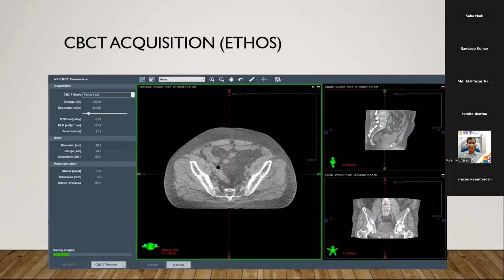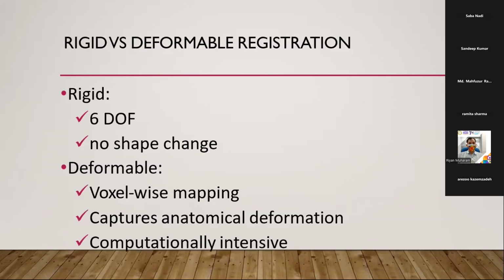So this is a CBCT picture acquired from the Ethos LINAC. Here we can see how the CBCT images are taken. Once the images are captured, then registration with the reference CT is required. Registration can be of two types. Earlier, I also showed in the slides, it could be either rigid or deformable registration.